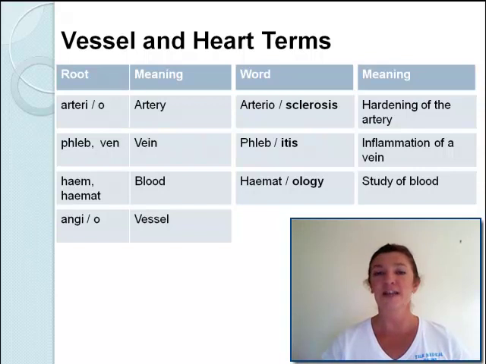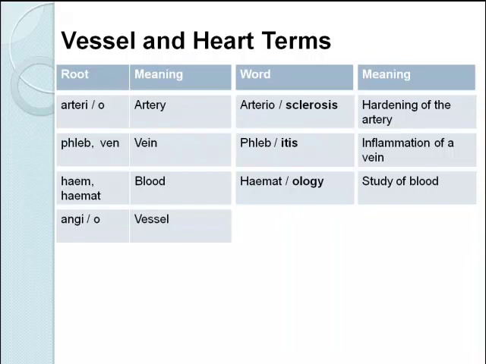Angi or angio is a vessel. Now commonly you may think of it as a blood vessel, but it could be any vessel in the body. Let's have an example. I may be sent for a coronary angiogram. Well, the term coronary relates to the heart vessels, as in the coronary arteries. So the term coronary you can think of as heart.